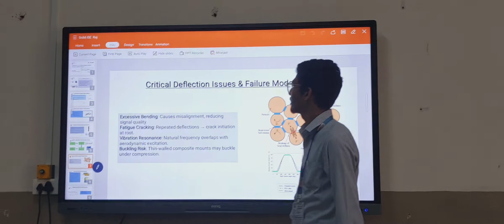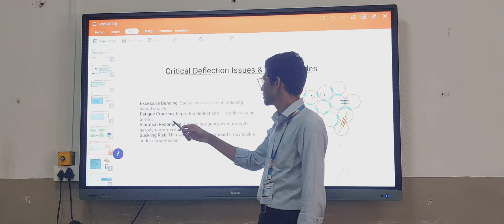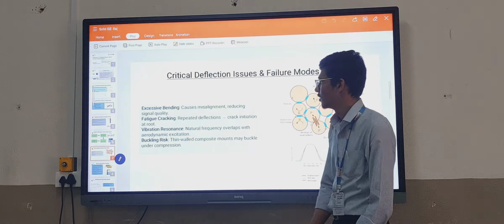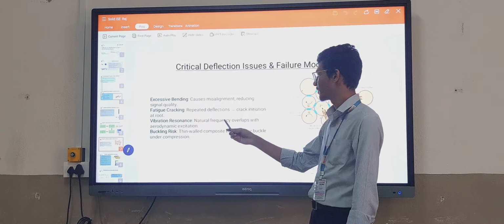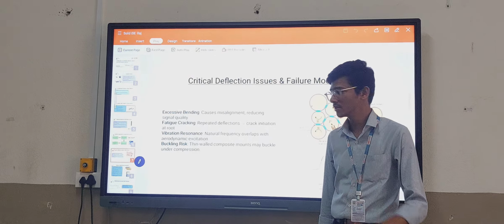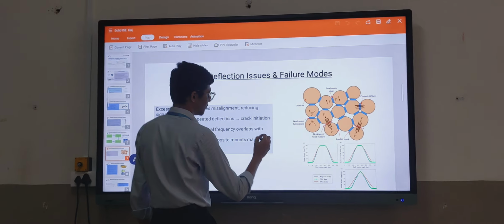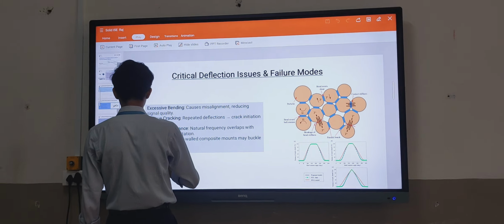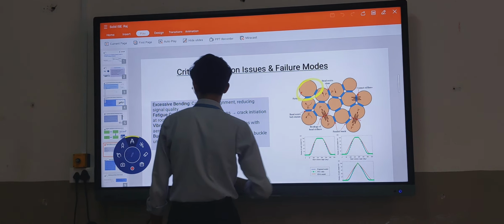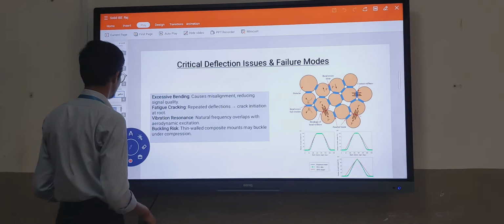In the next slide, here are the common deflection issues and failure modes. Excessive bending causes misalignment and reduces signal quality. Vibration resonance occurs when the natural frequency overlaps with the aerodynamic excitation. Buckling occurs in thin-walled components, which are mounted by bolts. Here we can see the thin-walled components placed there. Then, next slide.